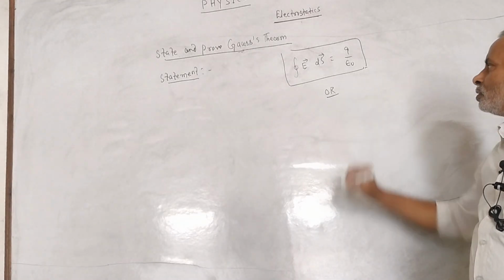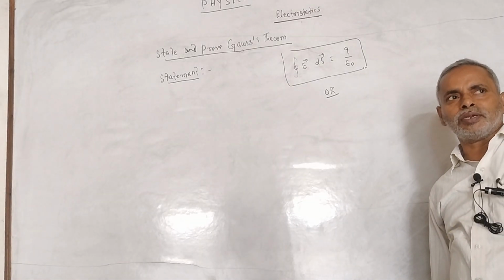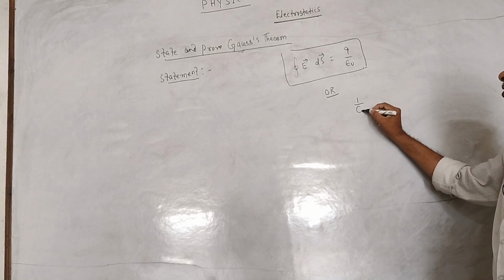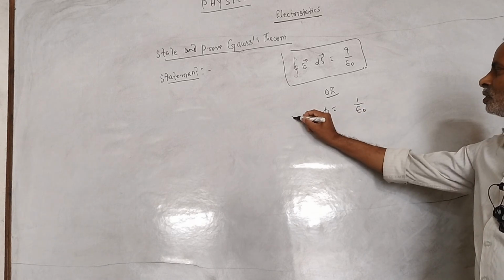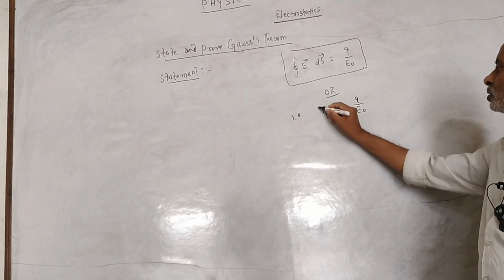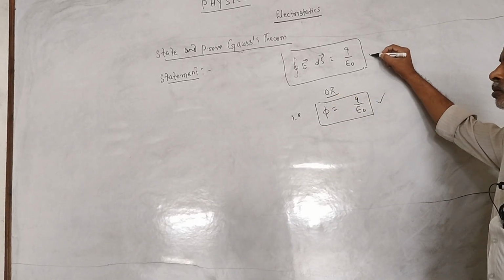or the total electric flux passing over any closed surface is equal to 1 by epsilon naught times the total charge inside the surface. That is, phi equal to Q by epsilon naught. This is another form of Gauss's theorem.